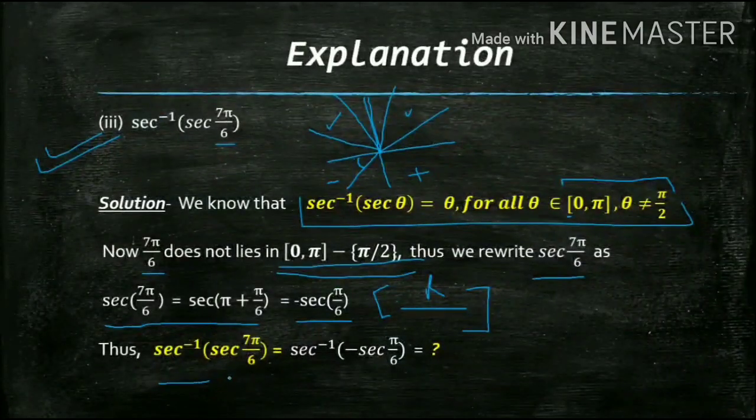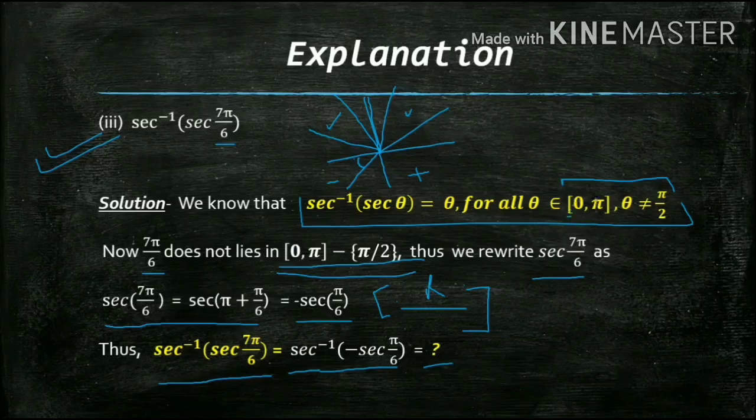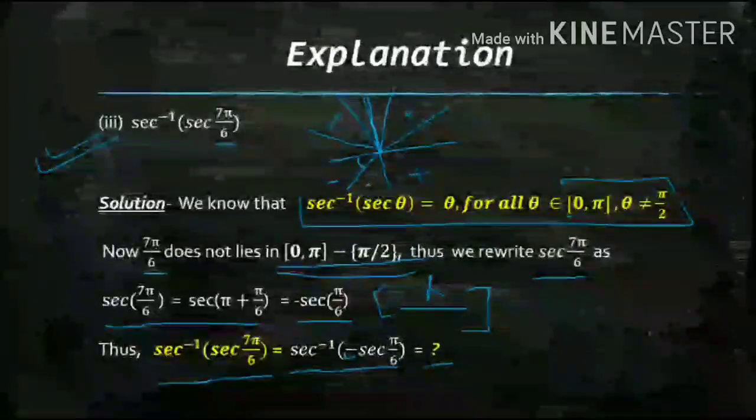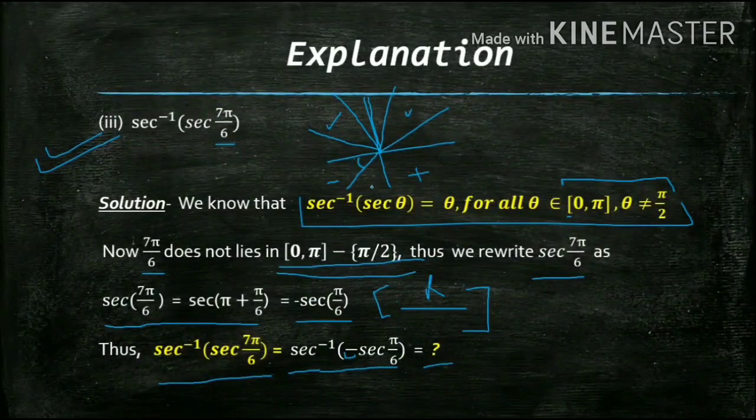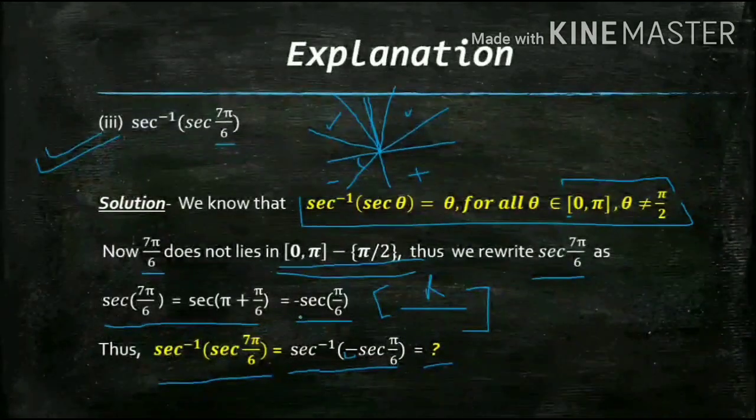Now sec inverse of sec 7 pi by 6 is what? Sec inverse of minus sec pi by 6. But what is this equal to? I told you sec inverse of sec theta is theta when theta lies in this. Now pi by 6 lies in this, no problem. But what is this minus we are getting? I did not tell you what to do if there is a minus. So what to do? Now you are stuck. Okay.